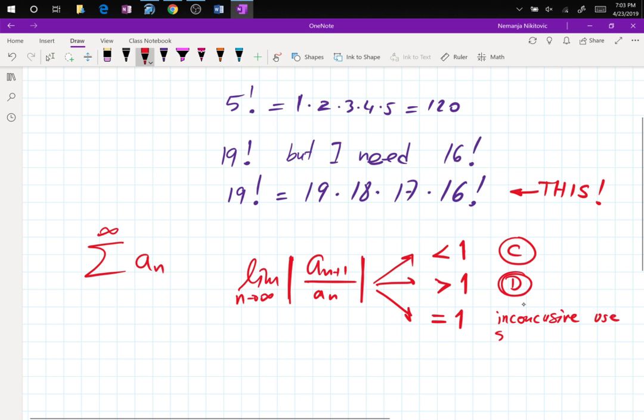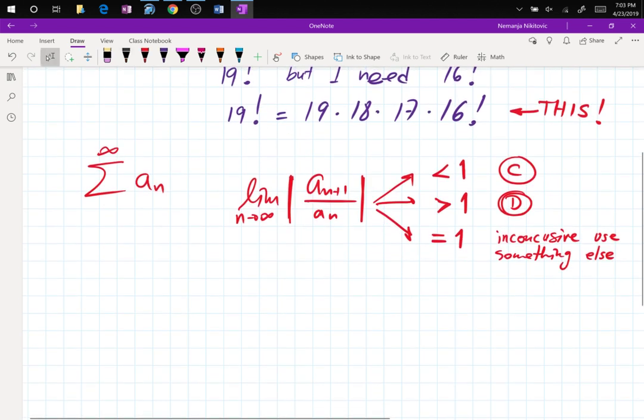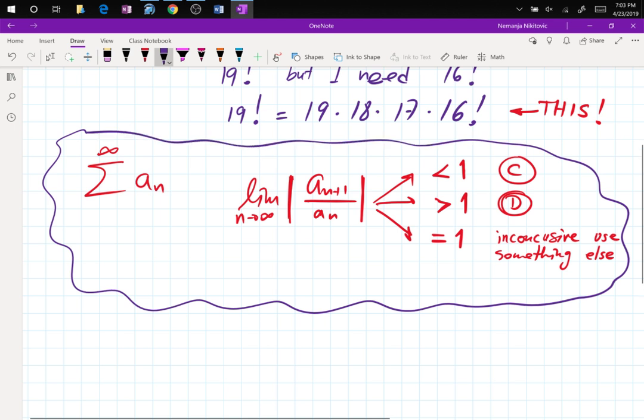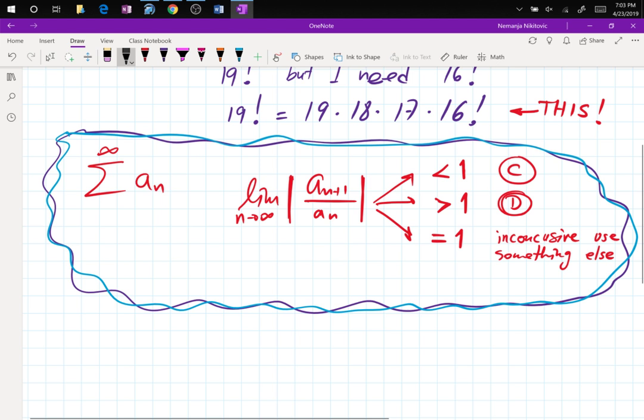Use something else. Your sheet has the other 9 tests, so use something else out of those 9. All right, so the ratio test. Let's take a look at a few examples. So we'll put this on a cloud. This is your ratio test right here. And let's make it dramatic. Perfect. All right.